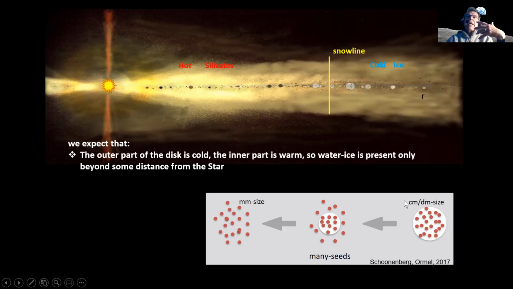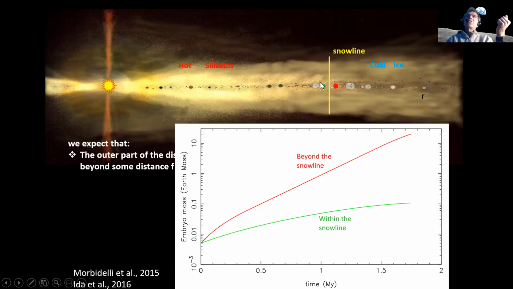So there can be a contrasting size between the pebbles beyond the snow line and within the snow line, a contrasting size which can be 1 or 2 orders of magnitude. And pebble accretion is very sensitive to the size of the pebbles. So for instance, you can imagine that you have 2 protoplanets of the same mass. So for instance, here half of the lunar mass, one inside of the snow line, one outside of the snow line, the green and the red one.